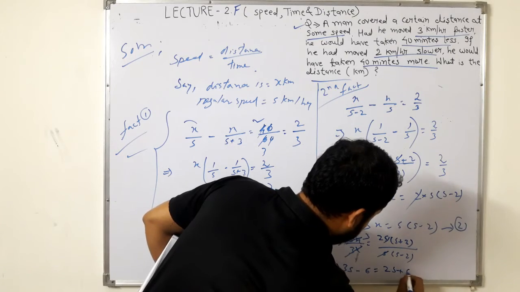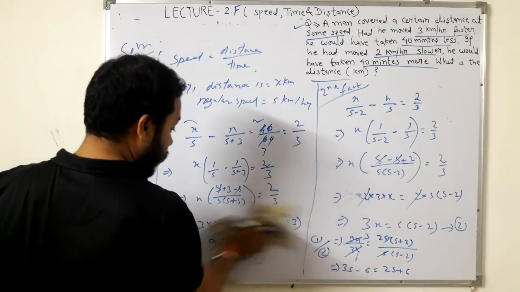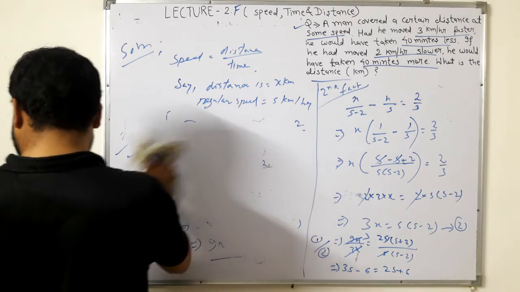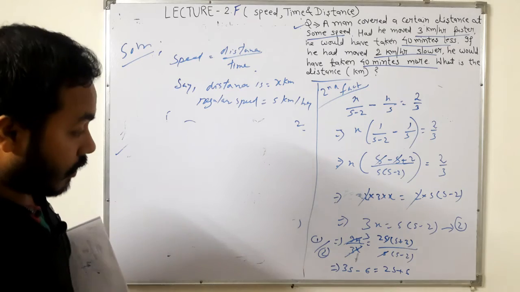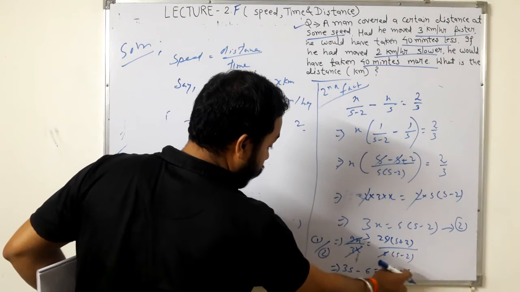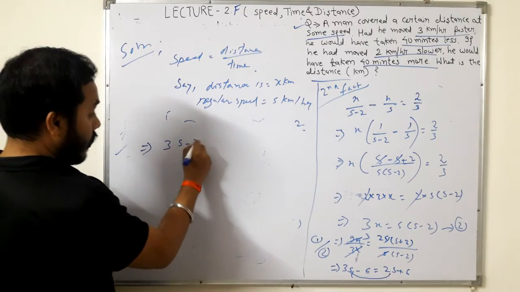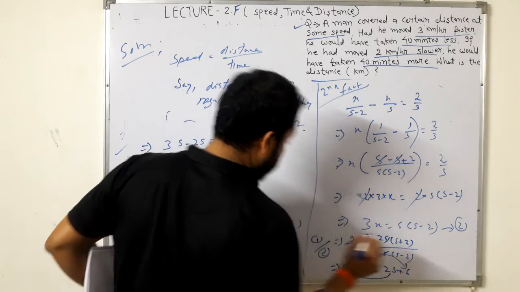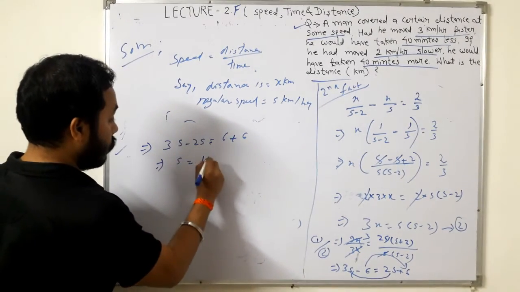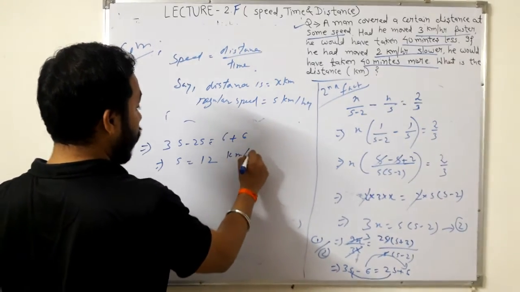Thrice s minus 6 is equal to twice s plus 6. Can I write it here? Of course, because the space is less now, so I am rubbing it. After the simplification, you will find the value of s. Thrice s minus 6 is equal to twice s plus 6, so thrice s minus twice s, and this 6 goes to the other side, so 6 plus 6. So s is equal to 12. And s is in kilometer per hour, our speed.